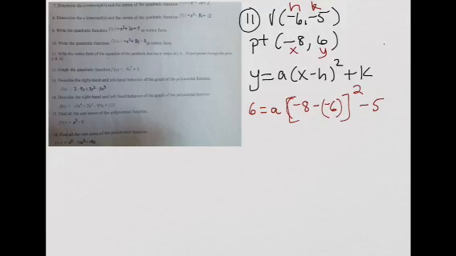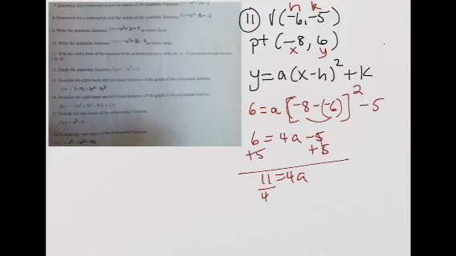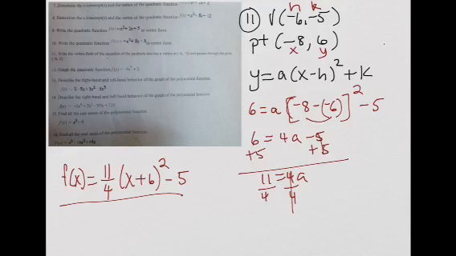Okay, so I'm going to simplify this. So that's plus 6 minus it's negative 2 squared. So that's going to be 4. So it's 4a. Do not combine the 4 and the negative 5. So we add 5 to both sides. So 11 equals 4a. So a is 11 over 4. So then you just write your equation. F of x equals 11 over 4 x plus 6 squared. Don't forget the square because this is a quadratic, not linear. And there's the answer.